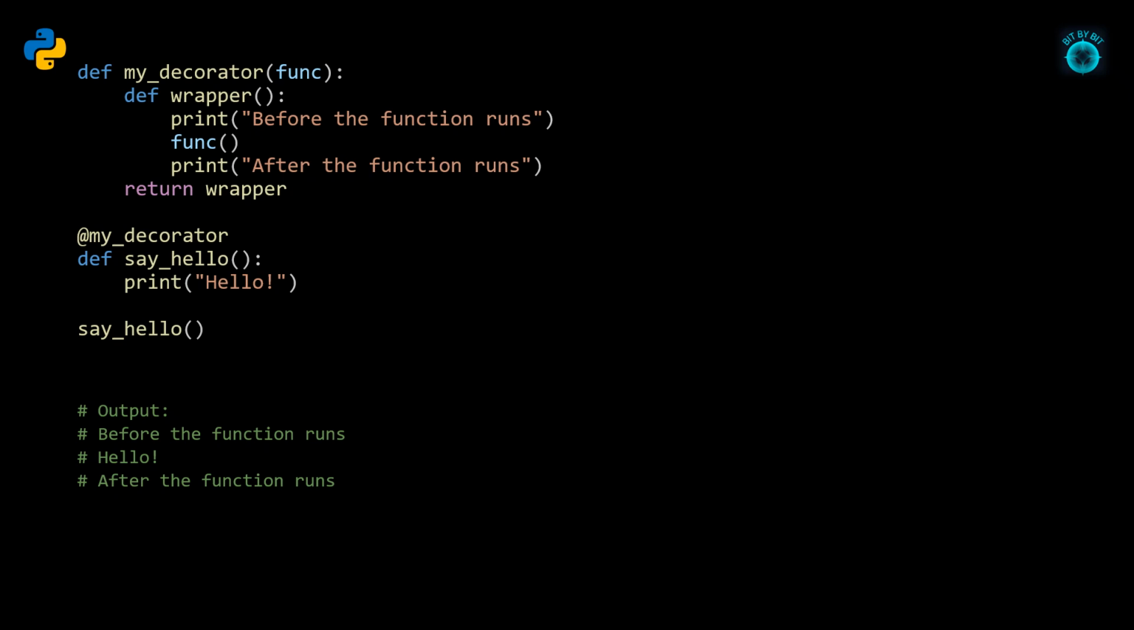Next, we define a function called sayHello and decorate it using @my_decorator. When we call sayHello, the wrapper function is executed. It prints a message before, calls the original function, and then prints another message afterward. This shows how decorators can enhance existing functions without modifying them directly.